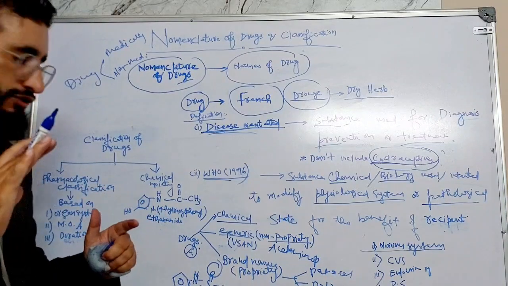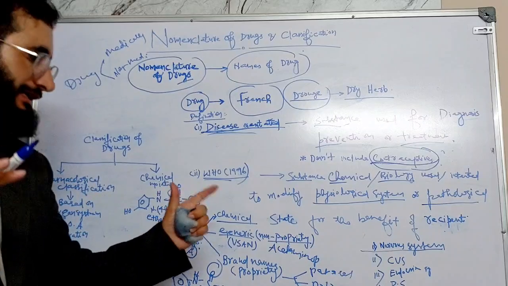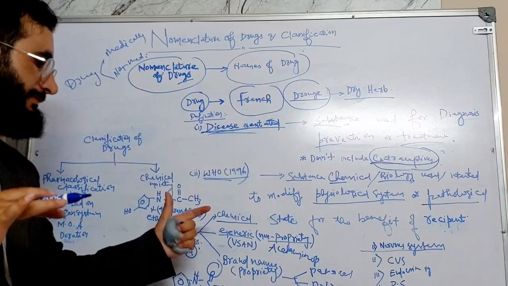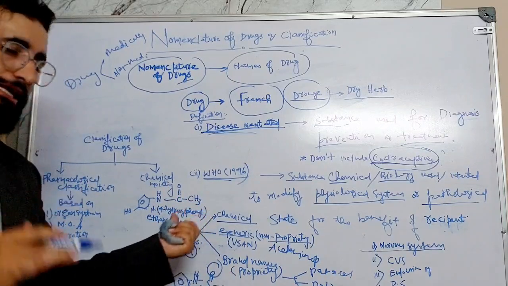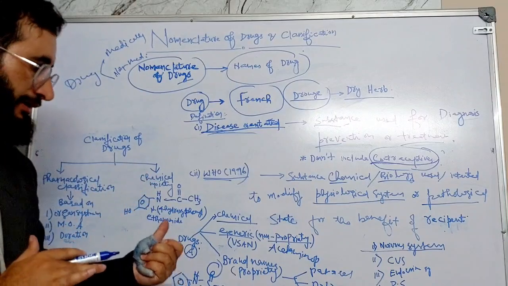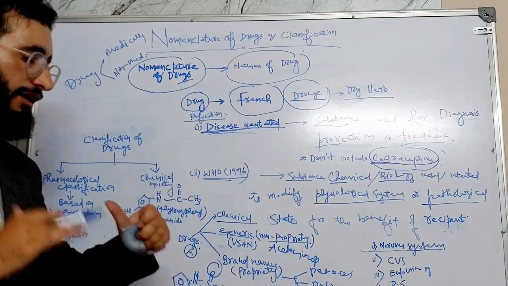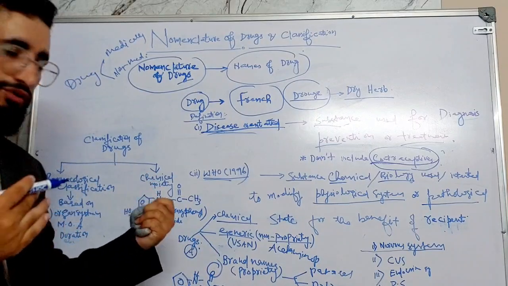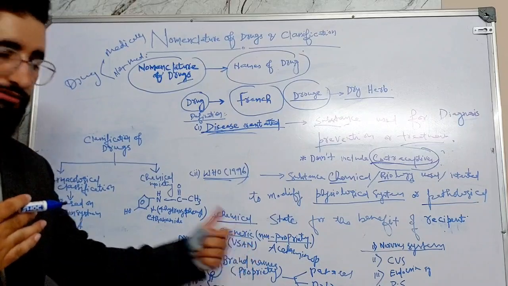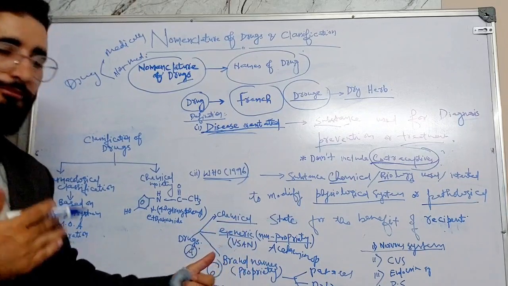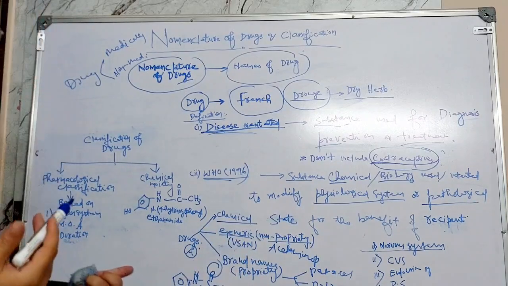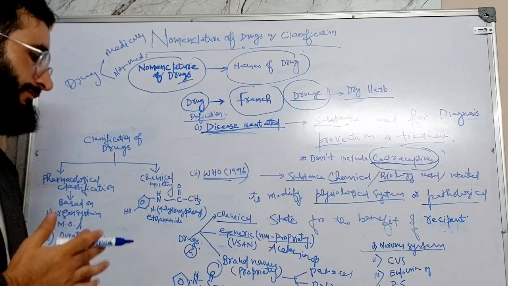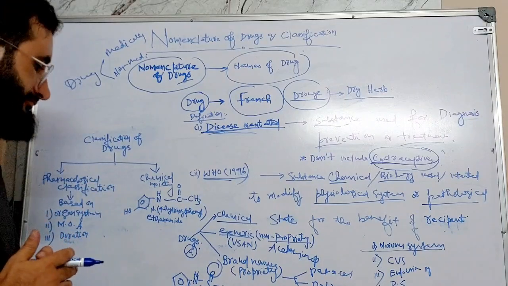So you got the concept that a drug has a chemical name, a generic name, and a brand name. The chemical name depends upon the chemical structure, the generic name is given by the United States Adopted Name board, and then we have the brand names, which can be given by different pharmaceutical companies.